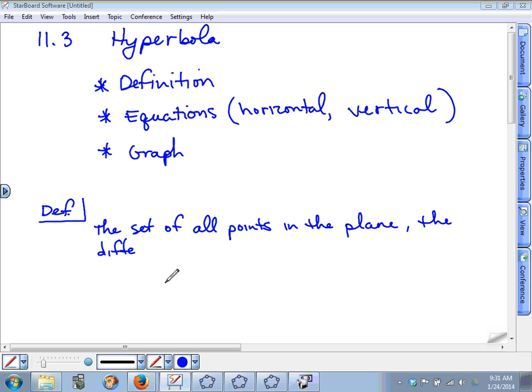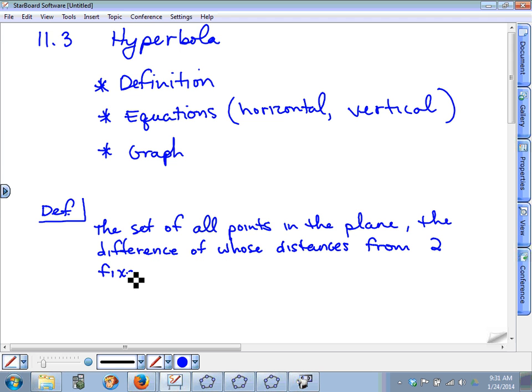So for a hyperbola, it's the set of all points in the plane, the difference of whose distances from two fixed points, we know now that those points are called the foci, is a constant.